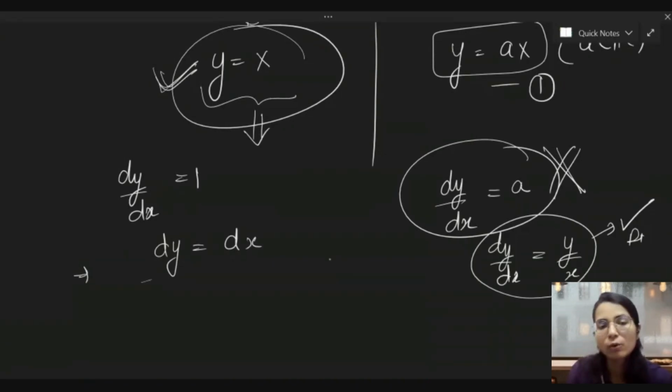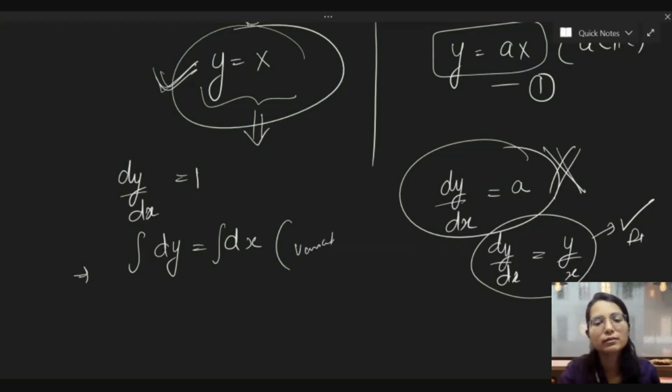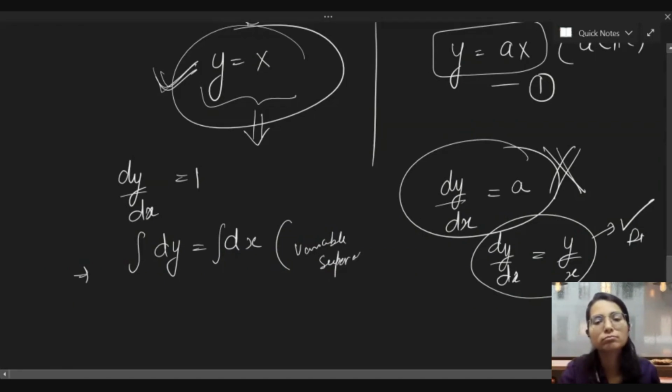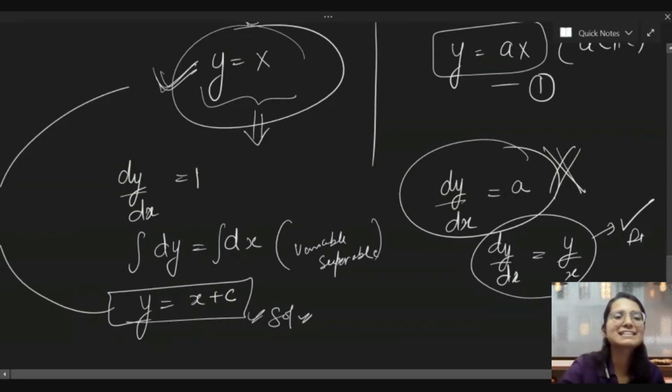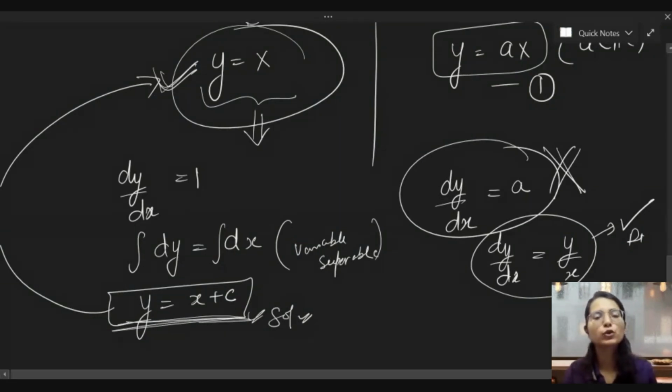Now, to reach the original solution, what method would I use? I will use the method of indefinite integration, meaning the variable separable method, which is the easiest way to solve any differential equation. So this becomes y is equal to x plus c. So this is your solution. This should be a solution, but there's a problem. This isn't the solution. This should have taken you to where you started, but it has not, because it came out to be a family.